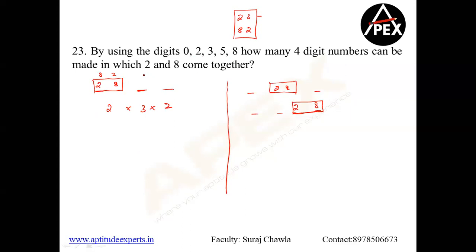Why 3 into 2? I can have 0, 3 and 5. If one of them is blocked, I can have 3 and 5. So 2 twos are 4, 4 threes are 12. 12 such cases here, plus.